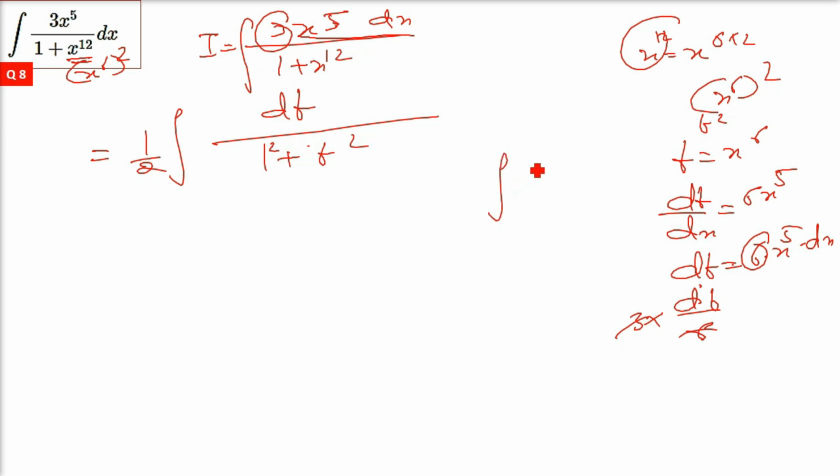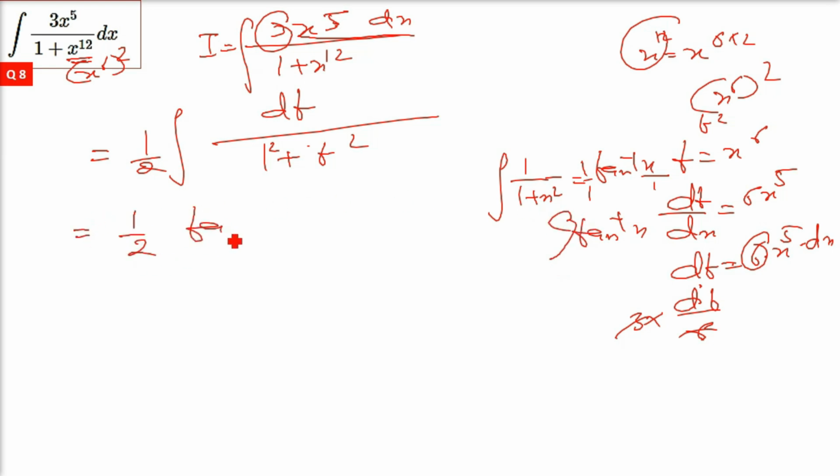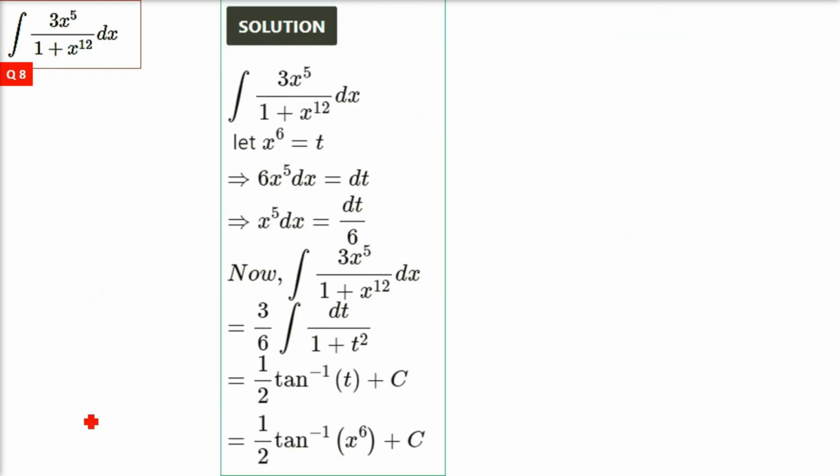Now you already know from the previous question the standard result 1 by a tan inverse x by a. So 1 by 1 plus x square, you can directly write as tan inverse x. Why? Because 1 by a tan inverse x by a, with a equal to 1, is just tan inverse x. So 1 by 2 tan inverse t plus the constant of integration. What is t here? x raised 6. So 1 by 2 tan inverse of x raised 6. I forgot to write tan inverse, okay? Just remember tan inverse is there.